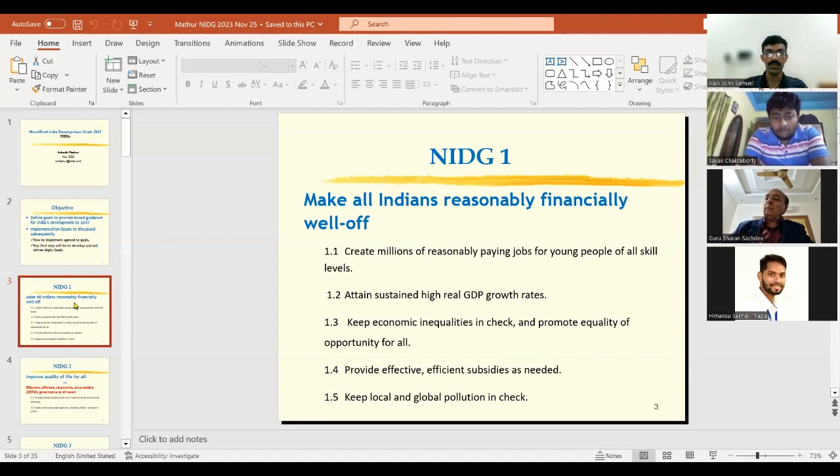And excellent means we have to have the same kind of growth rates that China had when it was growing fast, which was an average of more than 9%. We haven't hit 9% ever, and that's where we need to be if we want to be reasonably financially well off. But just the GDP growth rate is not enough. You need to keep economic inequalities in check. And very important for India, promote equality of opportunity for all.